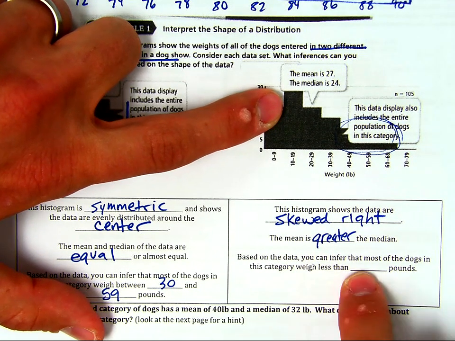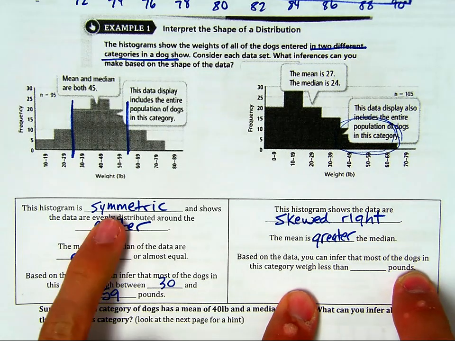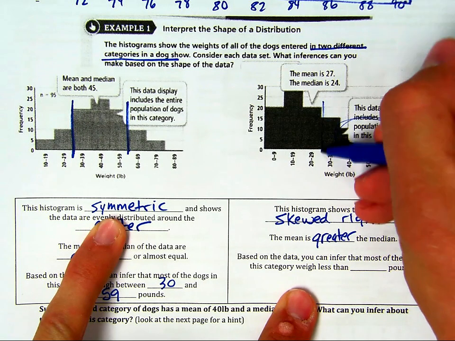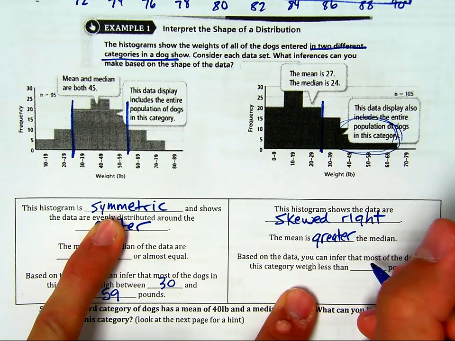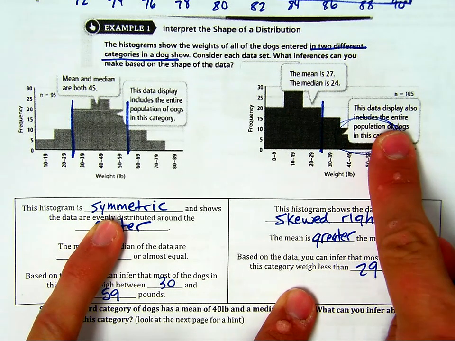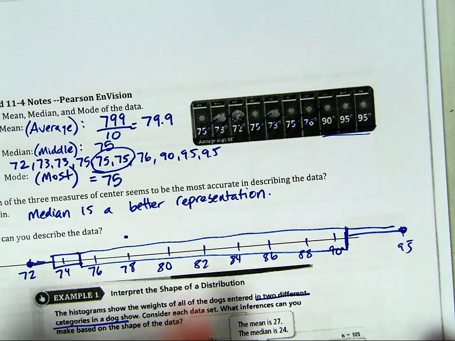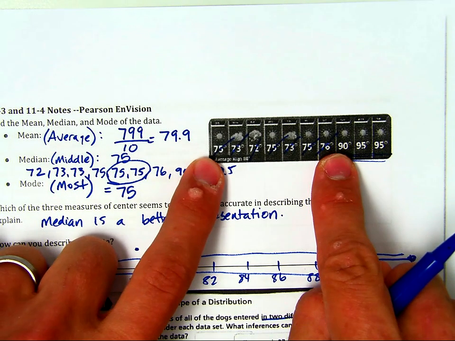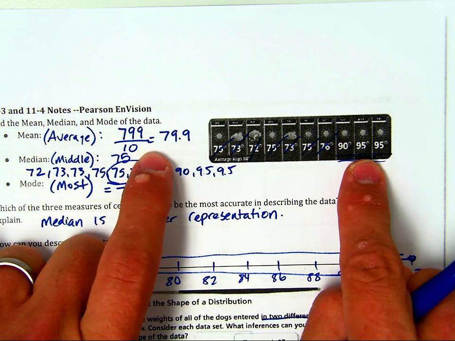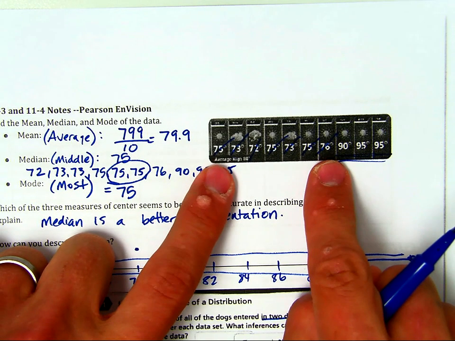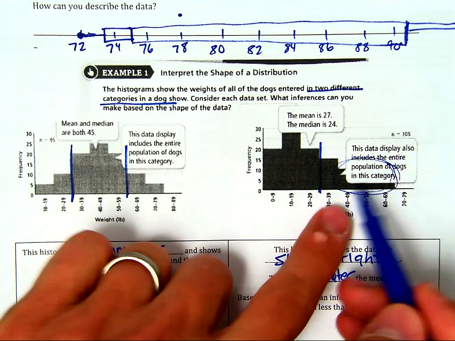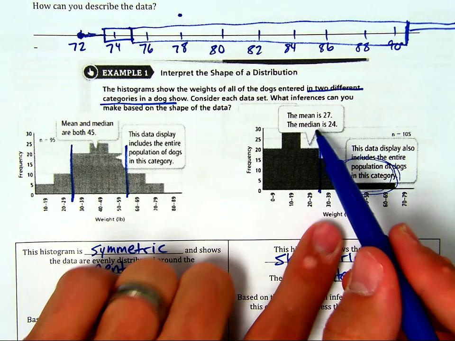So based on the data, you can infer that most of the dogs in the category, even though we're skewed right, are probably going to weigh less than 29 pounds, because they're still centered here, but we have this that skews the data to the right. Just like in our example up here, most of the temperature days were in the 70s, but we had this data up here that skewed our data to the right. It caused our average to go up higher, even though most of the days were in the 70s. That's what this is doing. These heavier dogs are skewing the data, making the average go greater than the median.